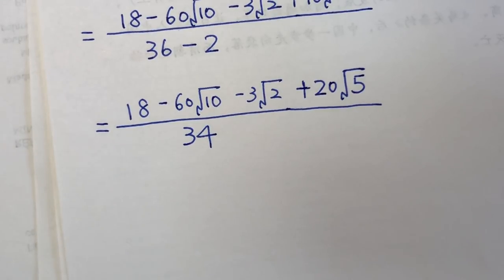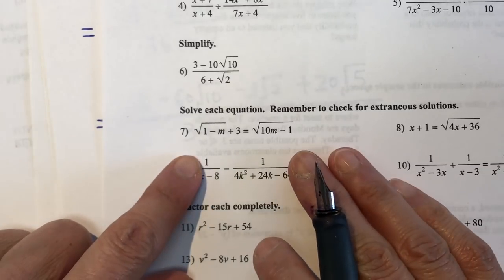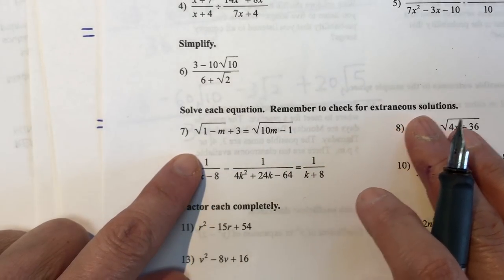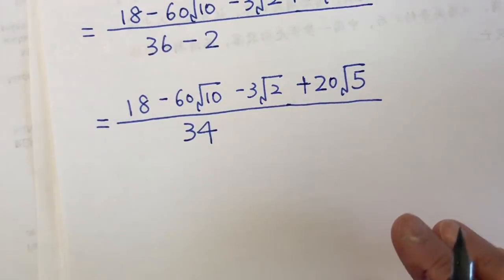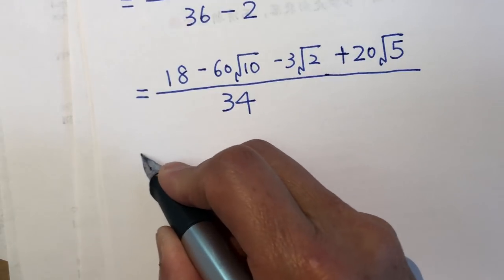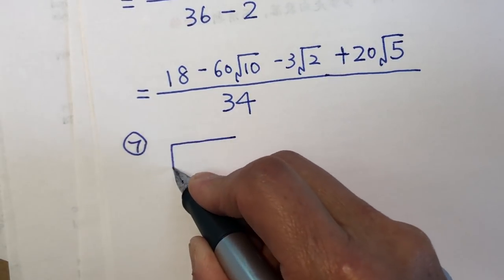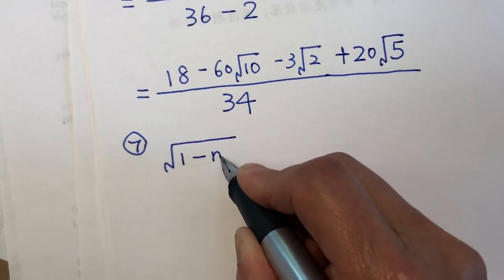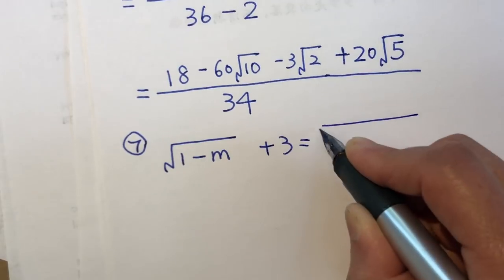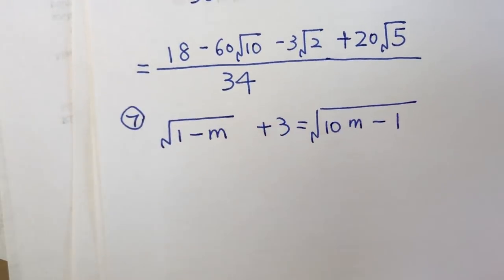Number 7. Solve each equation. Remember to check for extraneous solutions. There might be some solution that is not good. Number 7, let's do it. Square root of 1 minus m plus 3 equal to square root of 10m minus 1.